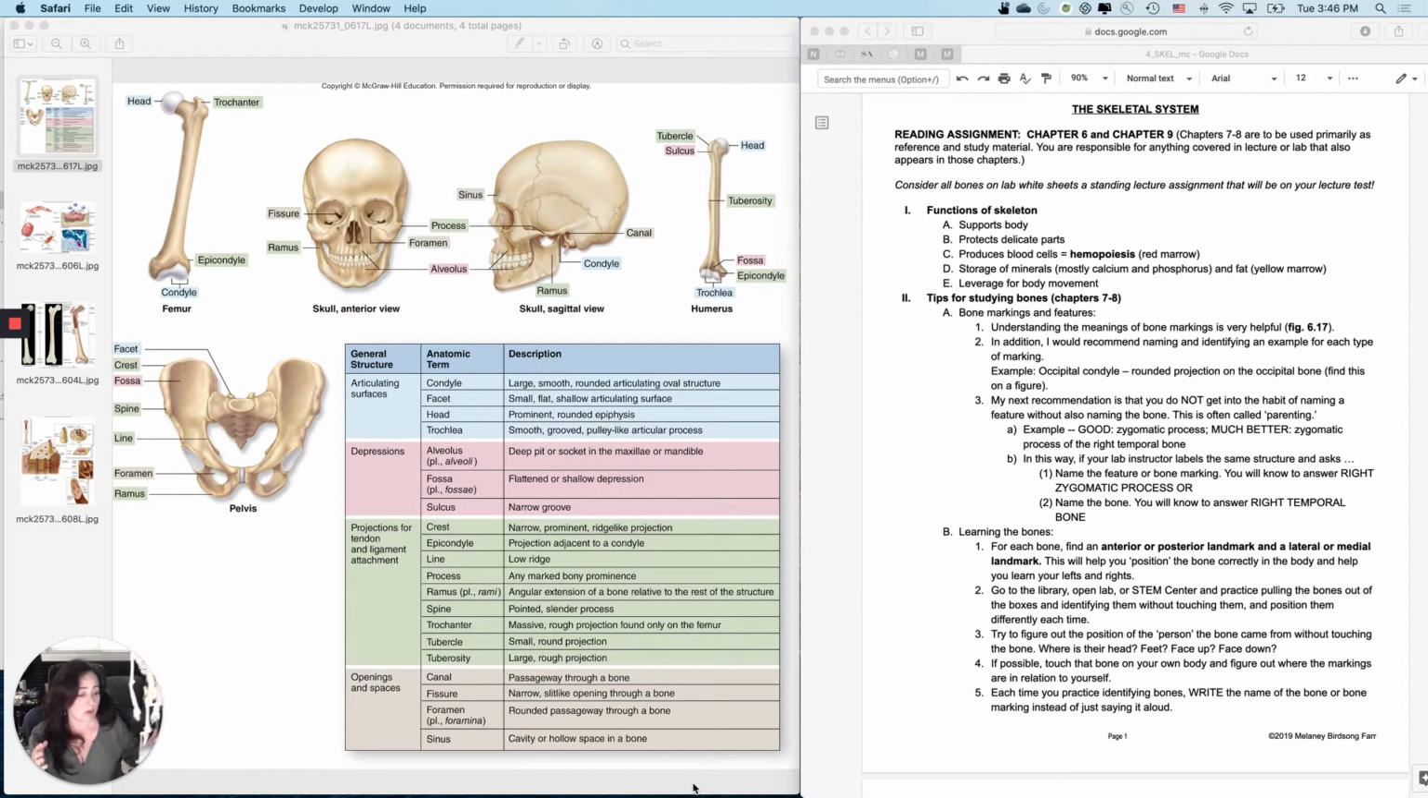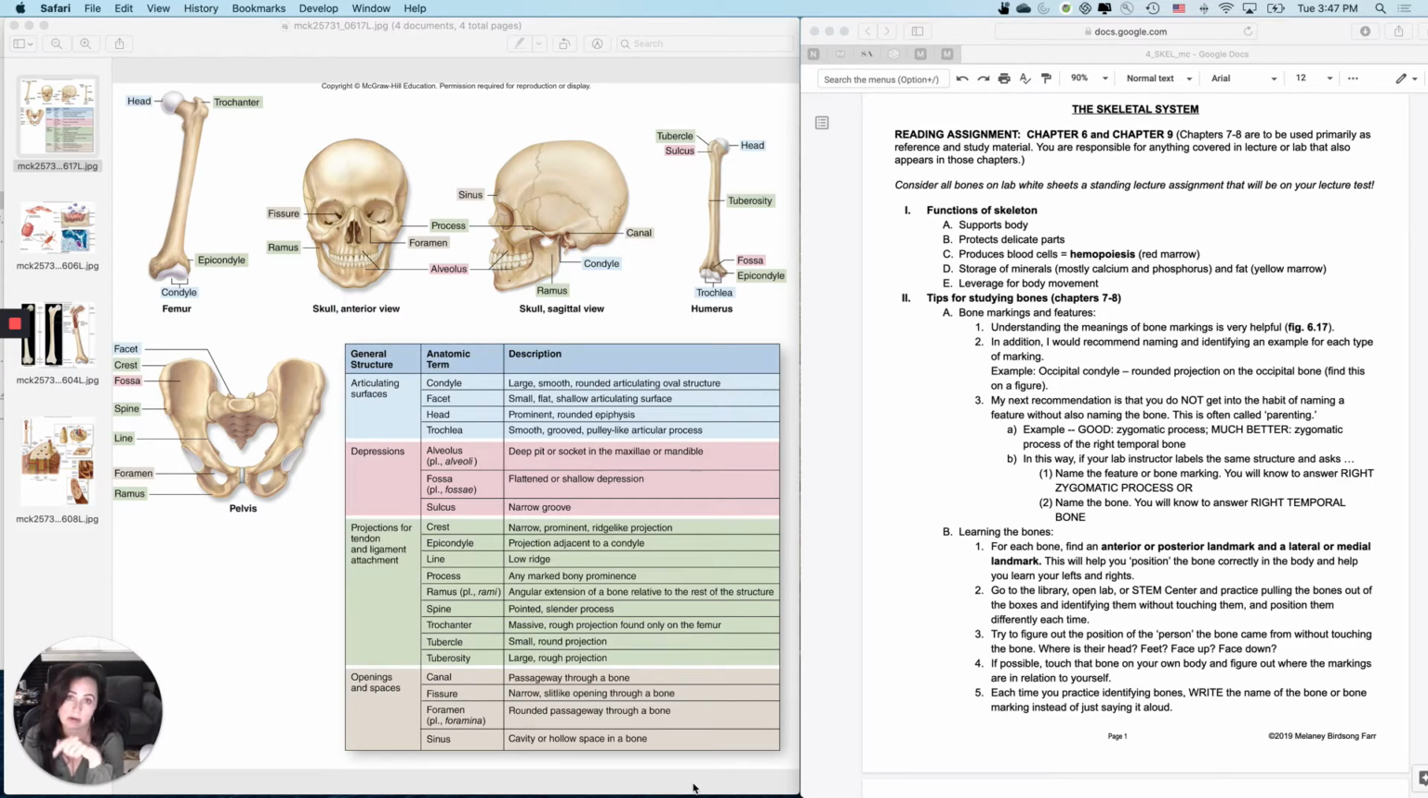It also provides a big storage reservoir for some important body minerals. You talk about calcium a lot in physiology. Calcium is so important that you definitely need a storage bank for it. The skeleton also stores phosphorus, and fat in the yellow marrow. And then, of course, the skeleton, specifically the red bone marrow of the skeleton.